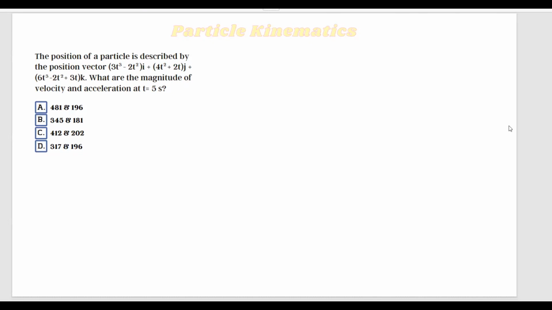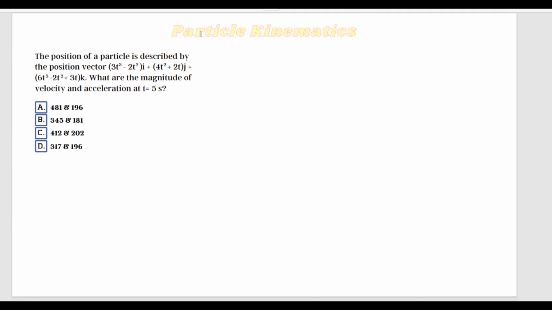So we're starting with particle kinematics. And the problem says the position of a particle is described by the position vector (3t cubed minus 2t squared)i plus (4t squared plus 2t)j plus (6t cubed minus 2t squared plus 3t)k. What are the magnitudes of the velocity and acceleration at t equals 5 seconds?